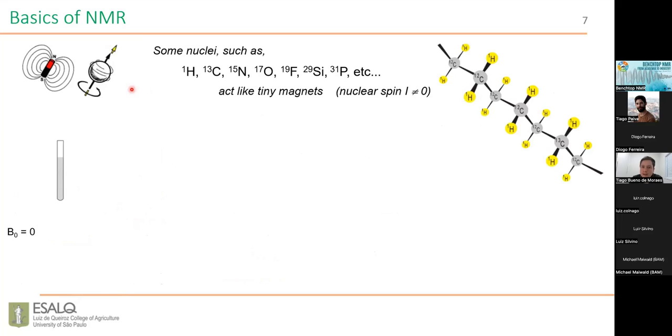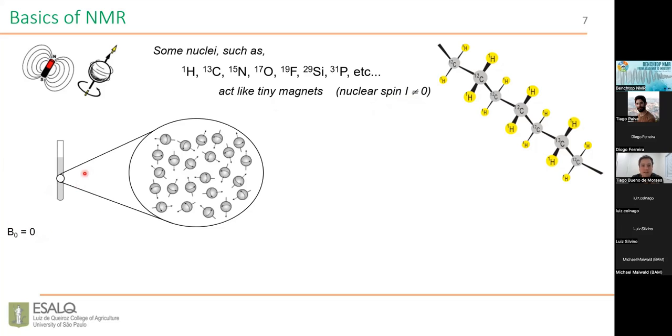Okay, so let's remember that to observe an NMR signal, you need nuclei that act like these tiny magnets, or in other words, that have nuclear spin different from zero. Without an external magnetic field in your sample, or B equals 0, you can visualize all the nuclear spins as small magnets pointing in random directions. So the total magnetization here is null, right?